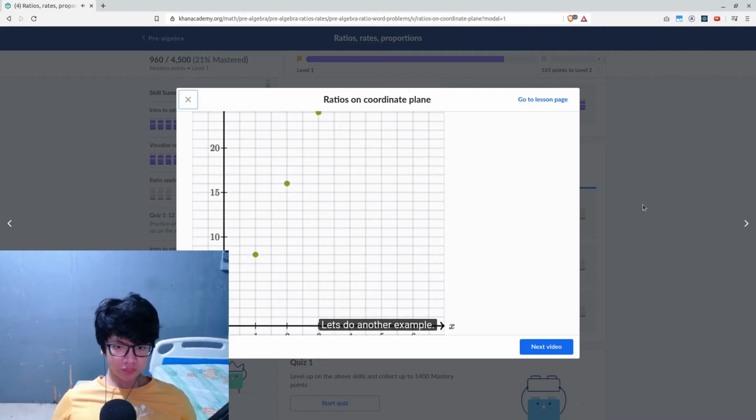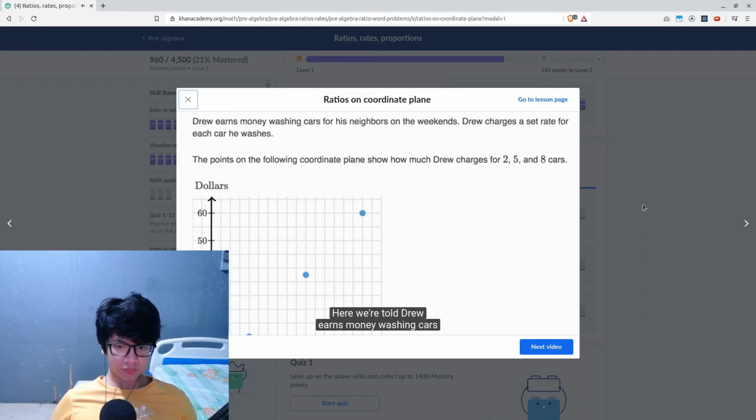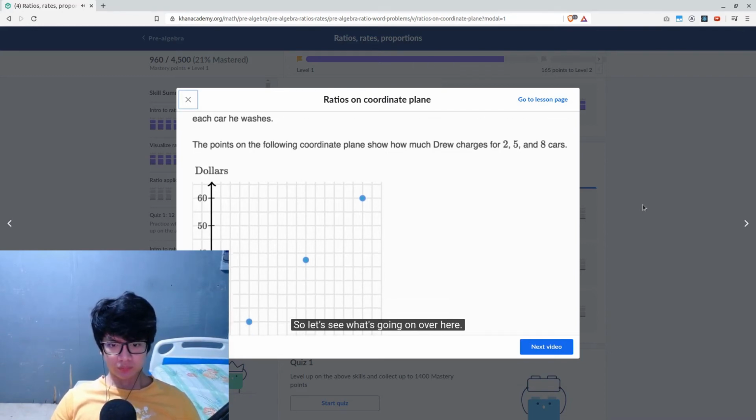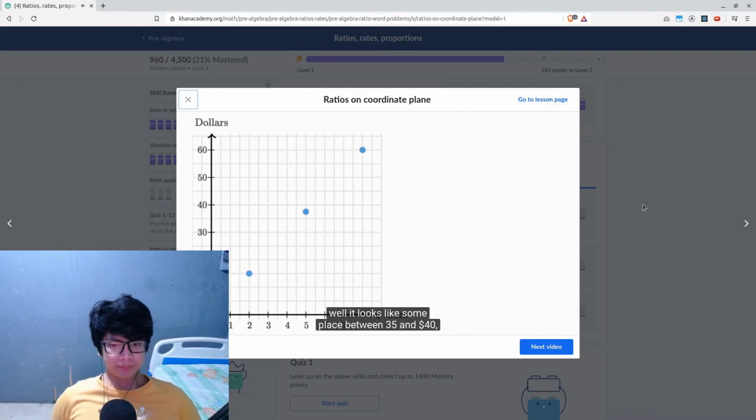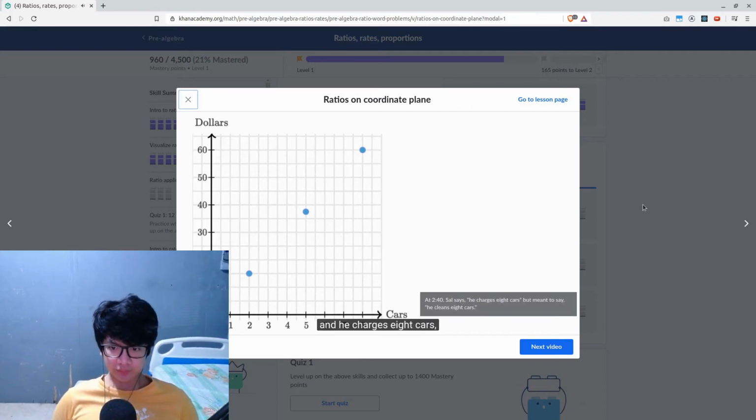Let's do another example. Here we're told Drew earns money washing cars for his neighbors on the weekends. Drew charges a set rate for each car he washes. The points on the following coordinate plane show how much Drew charges for 2, 5, and 8 cars. So let's see what's going on over here. When he washes 2 cars, it looks like he charges $15. When he washes 5 cars, it looks like somewhere between $35 and $40. And when he washes 8 cars, it looks like he's charging $60.